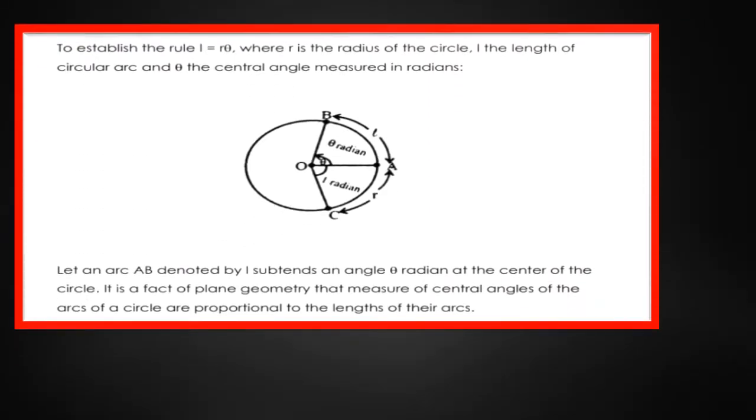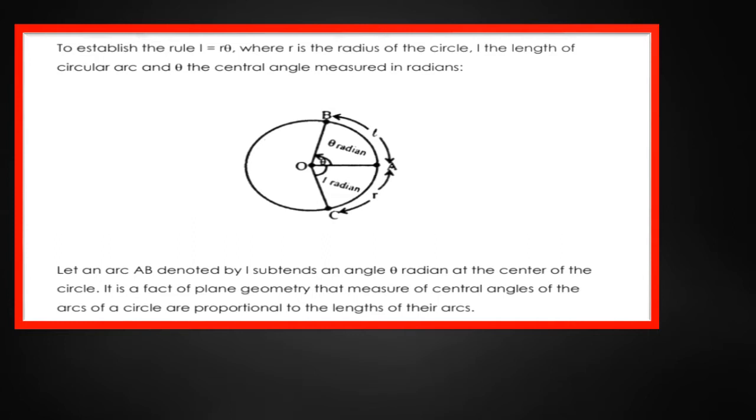To establish the rule L is equal to r theta, where r is the radius of the circle, L is the length of the circular arc, and theta the central angle measured in radians. Let an arc AB, denoted by L, subtend an angle theta radian at the center of the circle. It is a fact of plane geometry that the measures of central angles of the arcs of a circle are proportional to the lengths of their arcs.